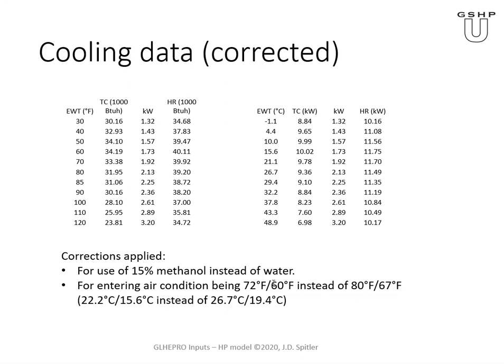So I've picked what I consider to be a more reasonable entering air condition, and the manufacturer has a way to correct for that, and so I did that. Also, in this particular system, we're going to use 15% methanol, so it makes a small difference.